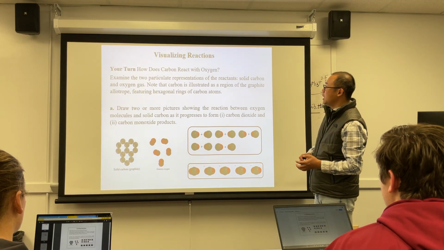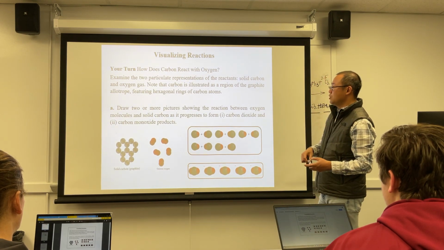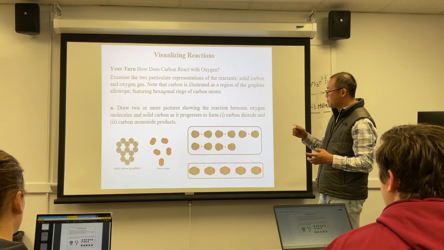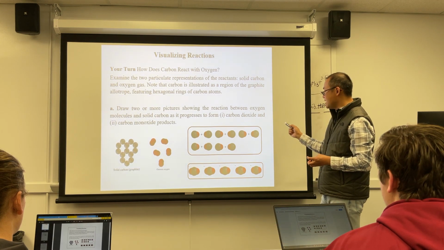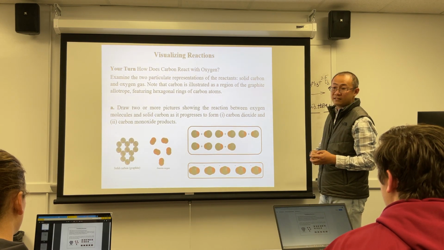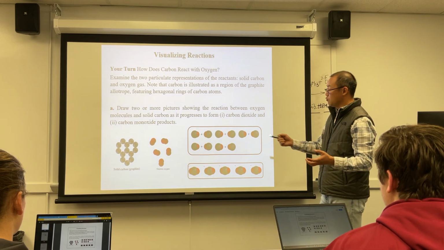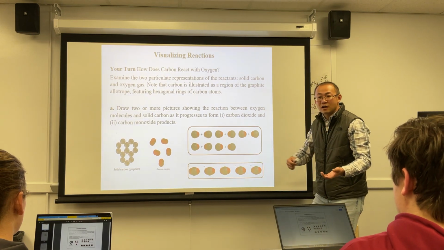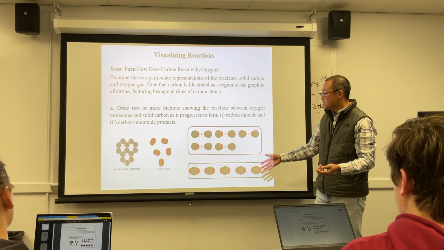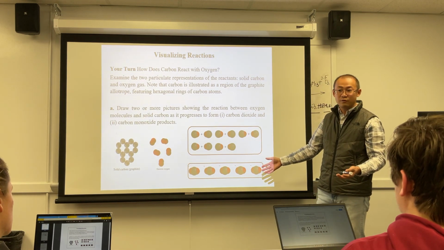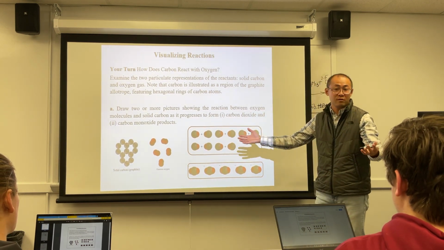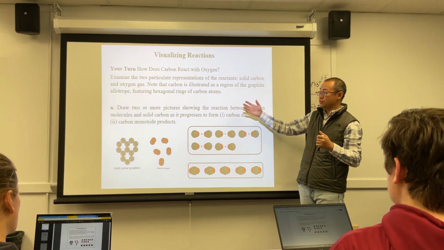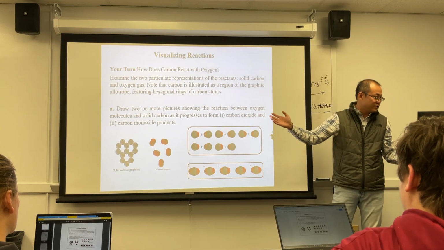And then they ask you first, draw 2 or more pictures showing the reaction between oxygen and carbon as it progresses to form carbon dioxide and carbon monoxide products. So basically showing either I get carbon monoxide or carbon dioxide. So this is carbon monoxide and carbon dioxide. They can either produce this one or this one or both, depending on the condition, how much oxygen is supplied. Okay, that's the products. We can just draw like this picture I showed you already.